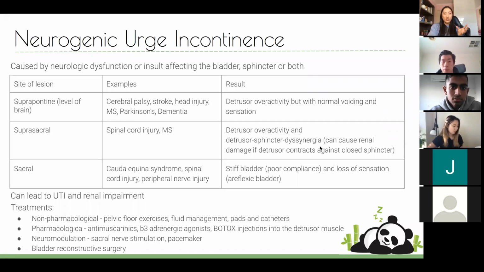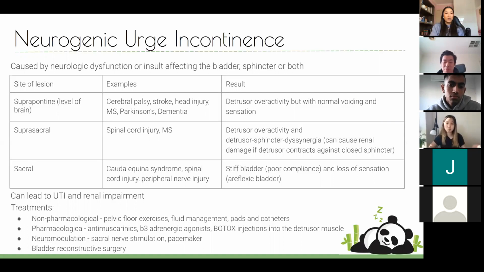The suprasacral, it just has this weird thing where because it's kind of in between, you can have simultaneous overactivity and also failure of the sphincter to relax. And then you can get the detrusor muscle contracting against a closed sphincter, which can be dangerous, can cause reflux back up and kidney damage. But yeah, I wouldn't worry too much about it. It'll make a little bit more sense once you learn neuro and actual spinal cord stuff.